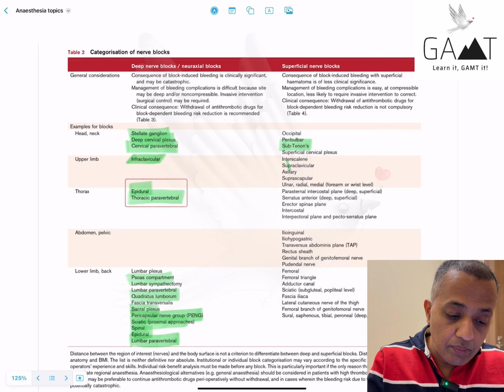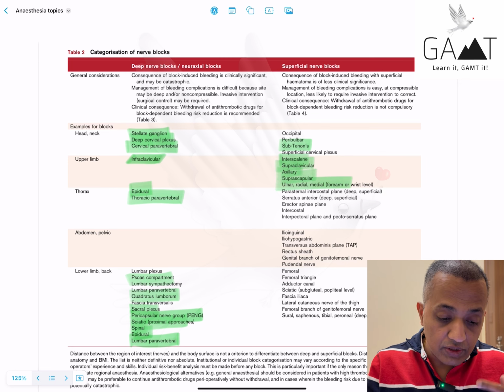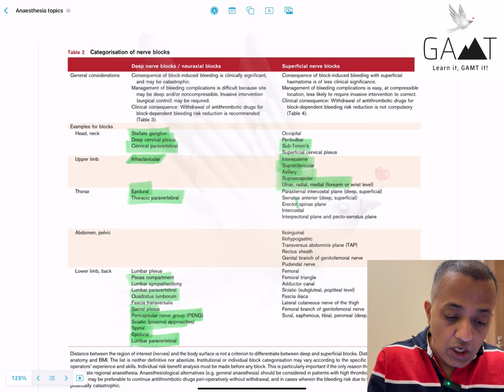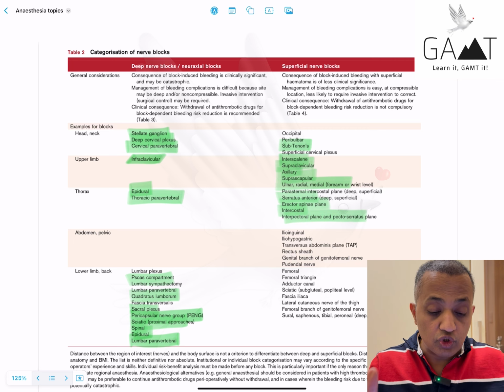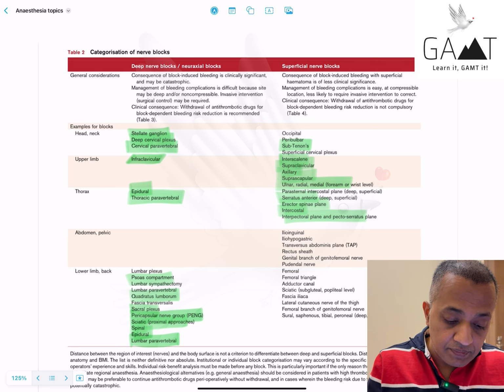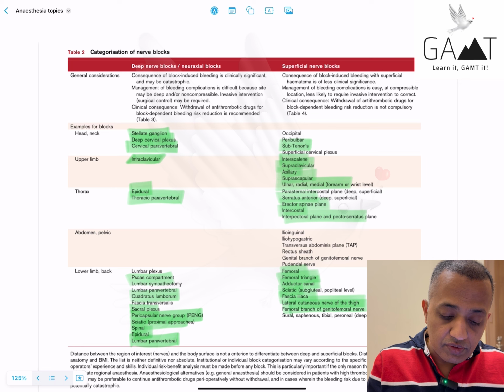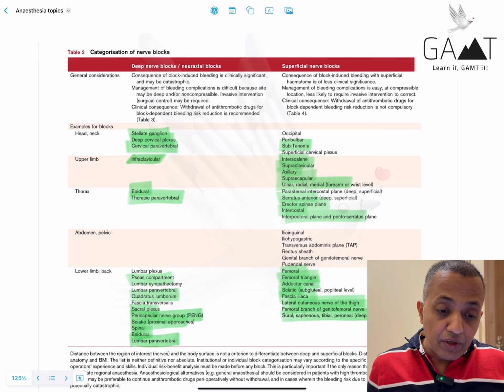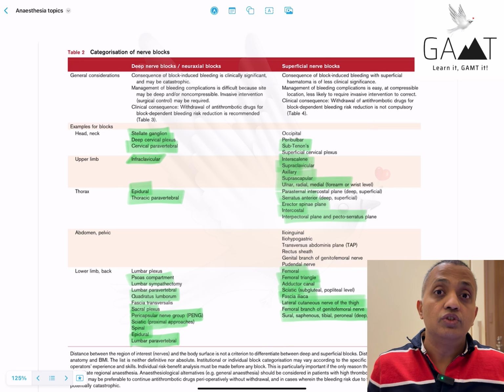Almost all the upper limb blocks are considered superficial blocks except the infraclavicular. So interscalene, supraclavicular, axillary, suprascapular, ulnar, and radial are all considered superficial blocks. Same thing with the thorax. Most thoracic blocks are superficial except epidural and paravertebrals. Your serratus plane block, erector spinae plane block, intercostal, interpectoral, and pectoralis blocks are all superficial. Same with the abdomen. And in the lower limb, the femoral triangle, adductor canal, sciatics, fascia iliaca block, lateral femoral cutaneous nerve, genitofemoral nerve, and saphenous, basically the ankle blocks and the blocks you do for knee replacement surgeries, all come under superficial nerve blocks.